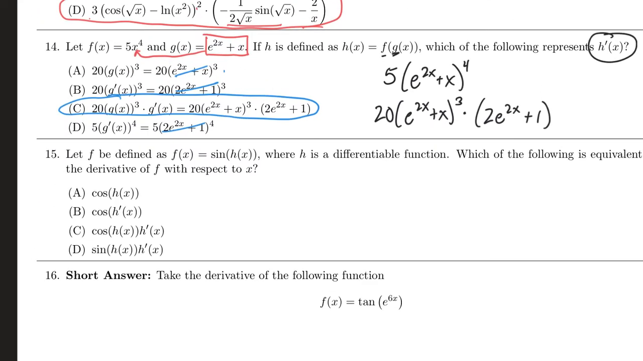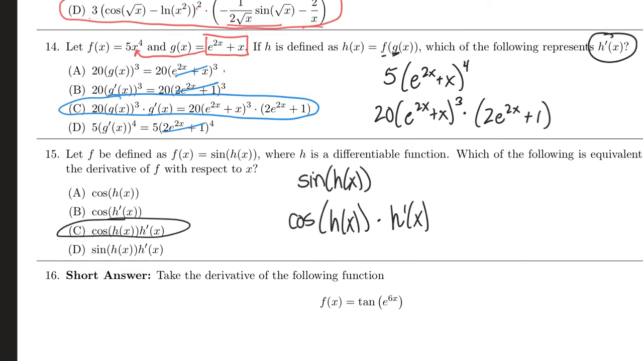I have f is sine of h of x. What is its derivative? Well, we start on the outside, so the derivative of sine is cosine. We keep the inside of the parentheses the same. And we multiply that by the derivative of the inside, which is just h prime of x. So that's just going to be C.